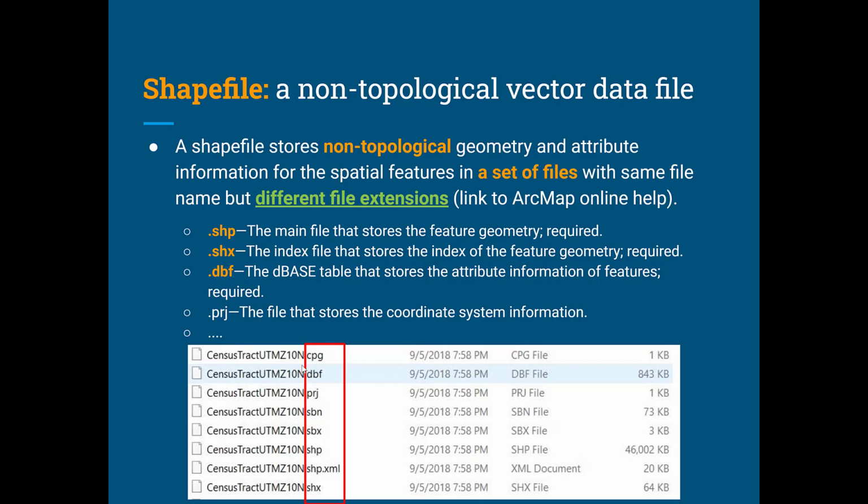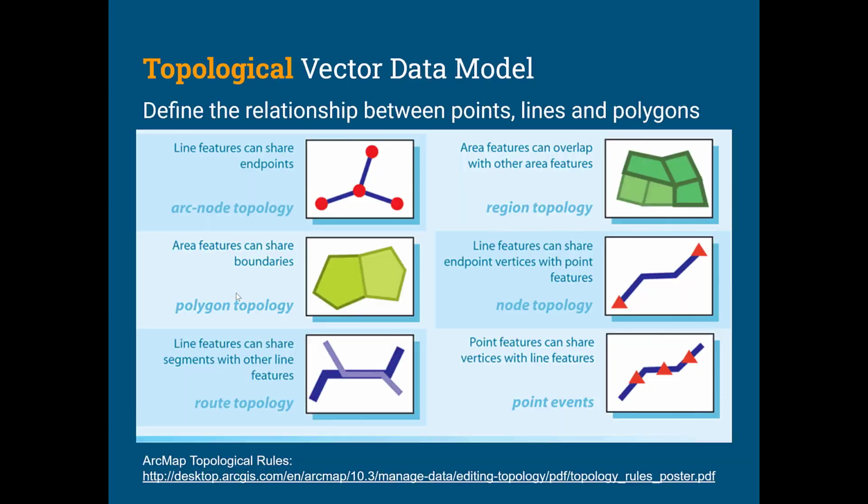So I highly recommend you organize your data with GIS software. Don't do that in your normal folder. Maybe you will accidentally delete something, and you won't be able to open your shapefiles anymore. So do that in your GIS software. Well, this is how attributes and locations are stored in the vector data model.